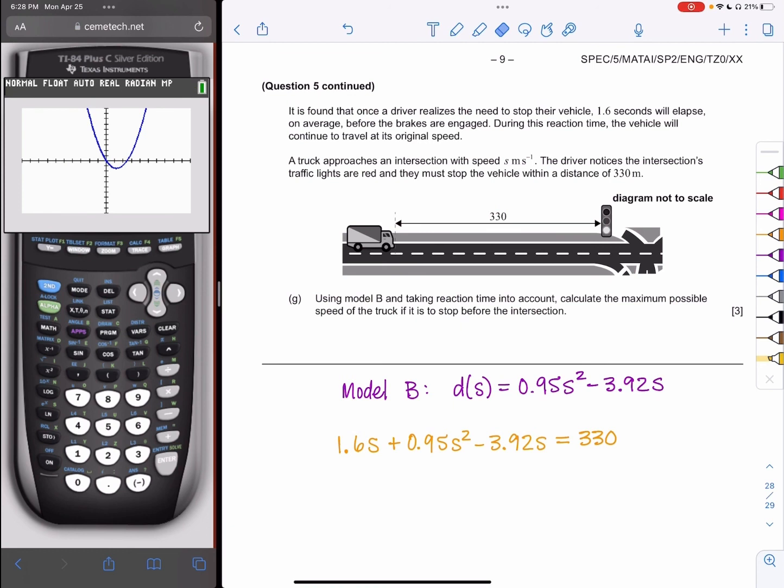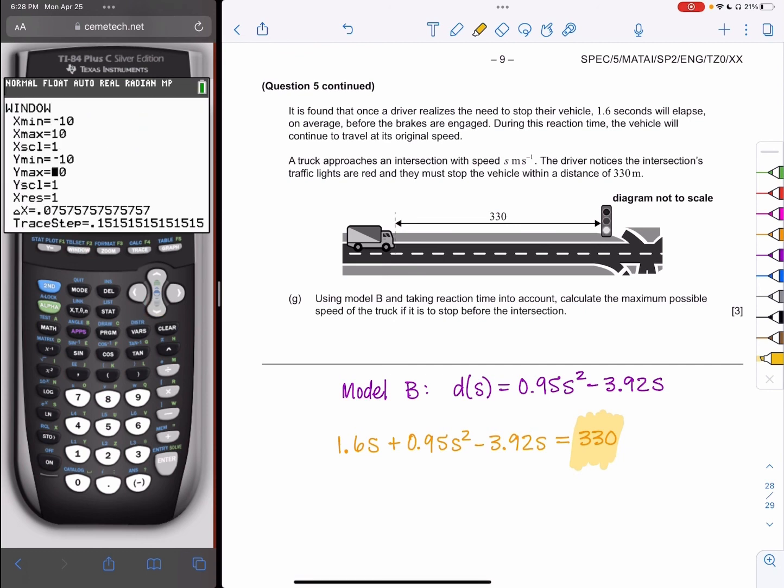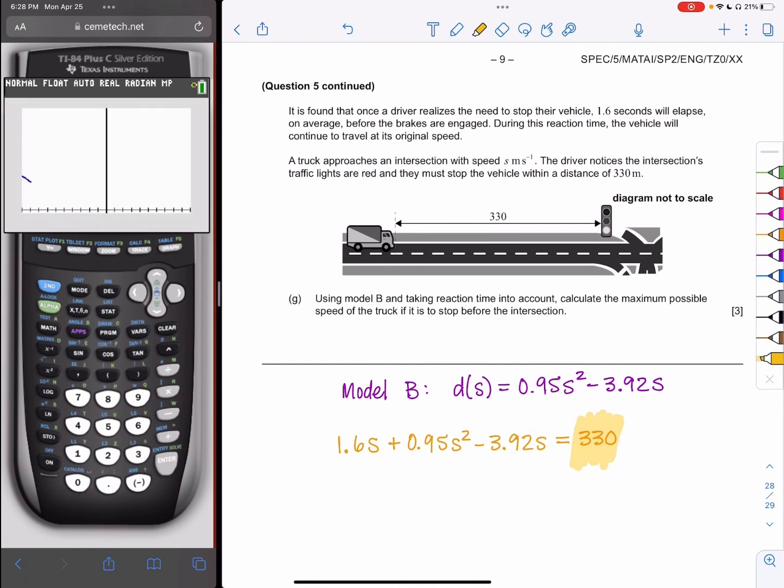As you see here, I only see one part of my graph, but I should automatically realize that because y is equal to 330, I can change my window settings and put my y maximum at 350 so that I can actually see both pieces. Now that I see both graphs, I need to zoom out so that I can see where they intersect.